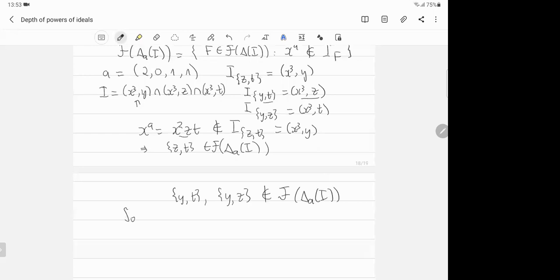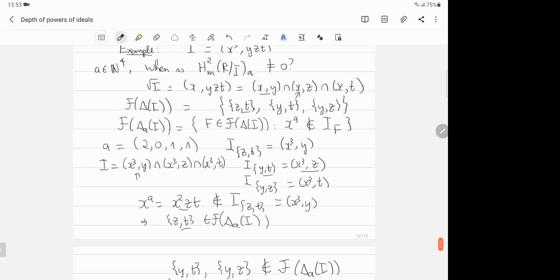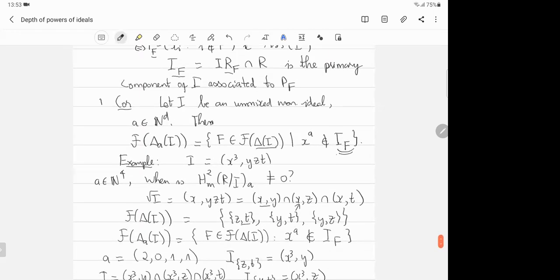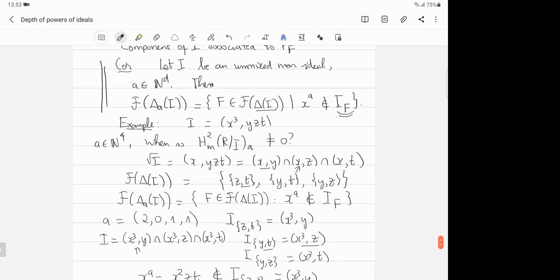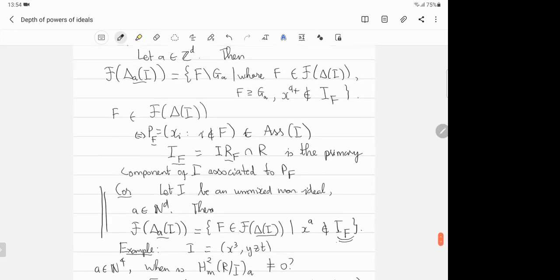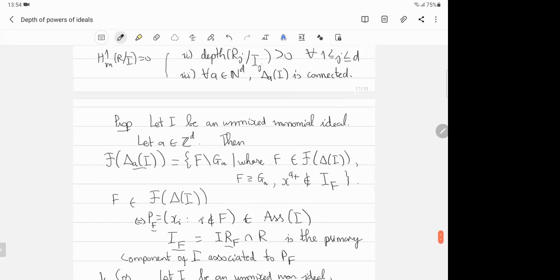And so we see that in this case, the facet of delta A of I, you easily get that it is only ZT. So with this formula in this corollary, you can easily compute the facets of these complexes. For non-negative vectors and for arbitrary vectors, you can use this formula here.